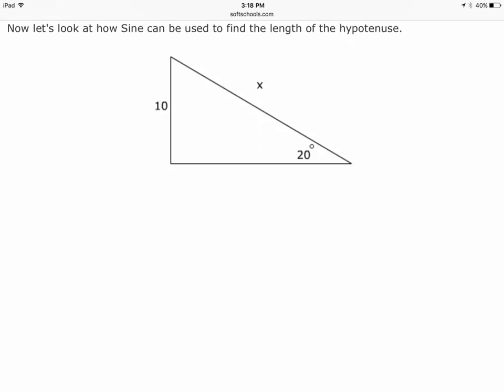Now we're going to use sine to help us find the length of a hypotenuse. In this triangle, we see that our right angle is right here, and the angle of reference is right here, which makes x the hypotenuse, and we see that the length of the opposite side is 10.